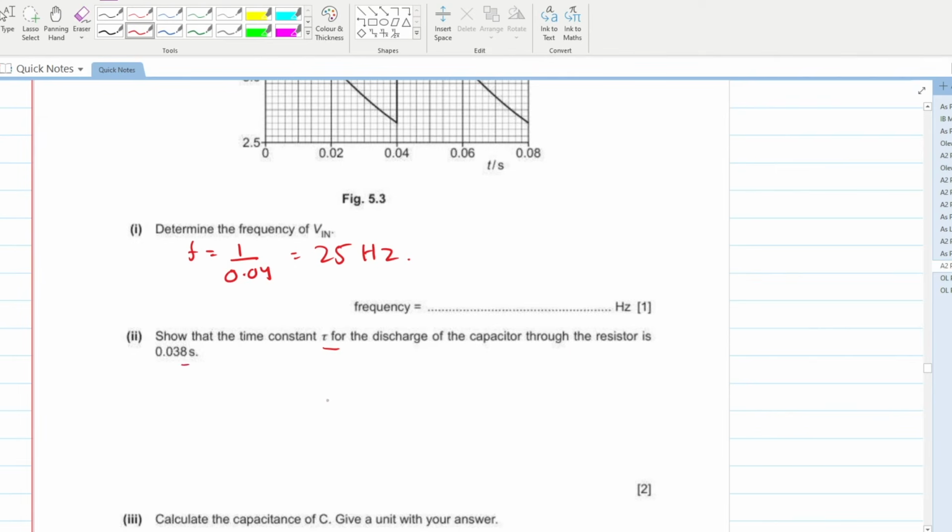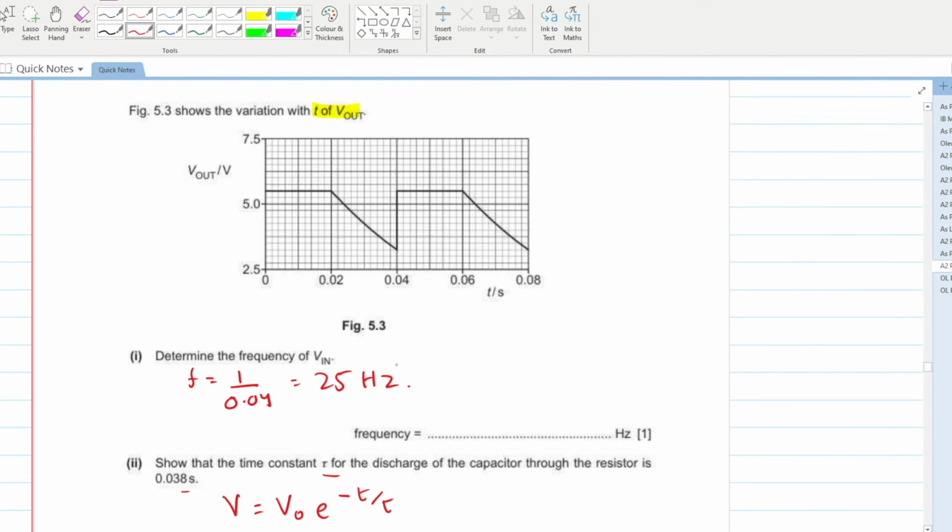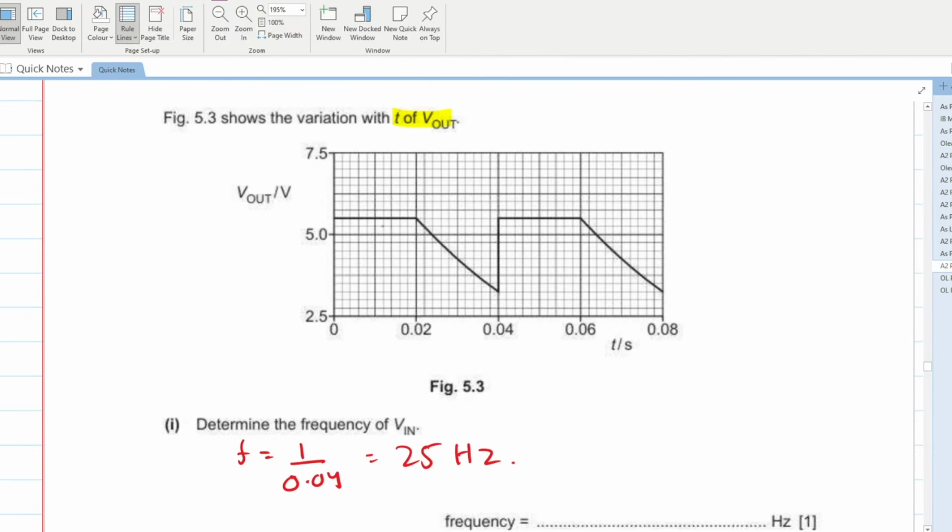Show that the time constant t for the discharge of the capacitor through the resistor is this. We have to show that the time constant is this. So which equation will we use? V is equals to V naught E minus t divided by tau. बेटा maximum voltage क्या है? Let's see here. Let's zoom in. Maximum voltage क्या है?